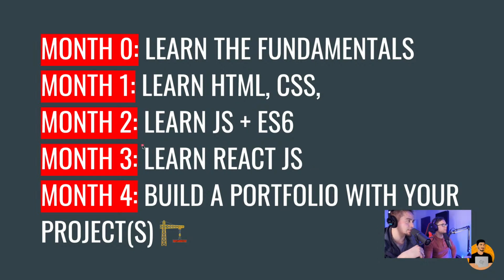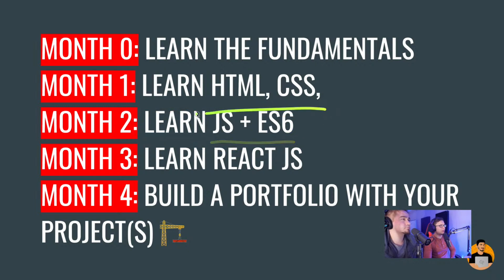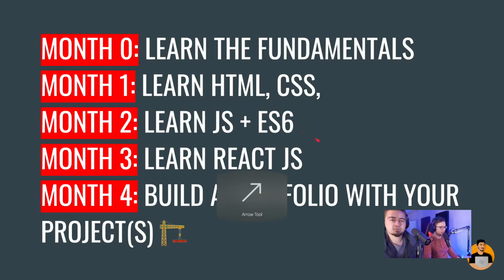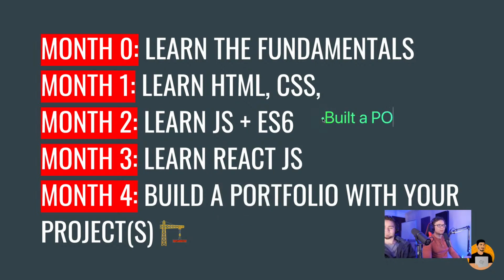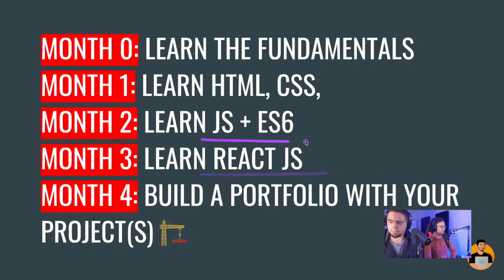So month 2, to not confuse anything: learn JS ES6. Then, after you've mastered a little more of JavaScript, maybe you build a project at this point. After that, you might learn React.js. And then finally, you build a portfolio with your projects. So maybe you built a project with JavaScript here, and another one with React.js right here. That now gives you 2 projects. That's pretty much it, okay?